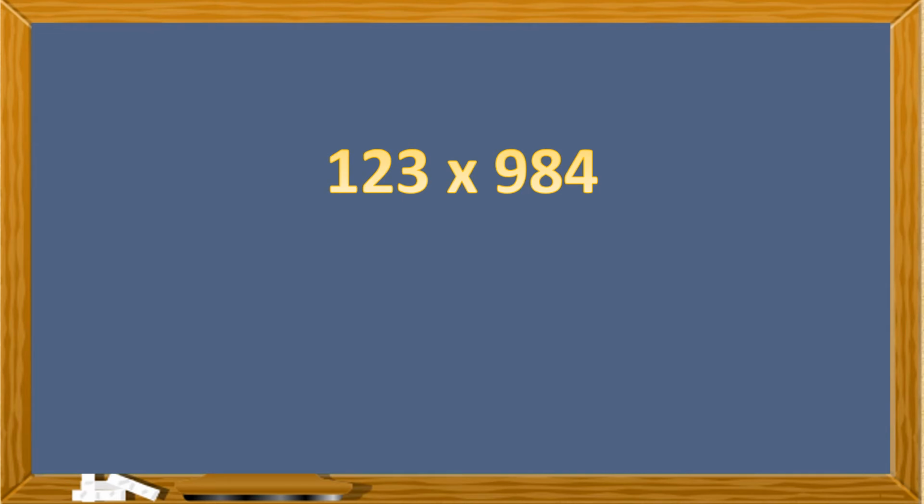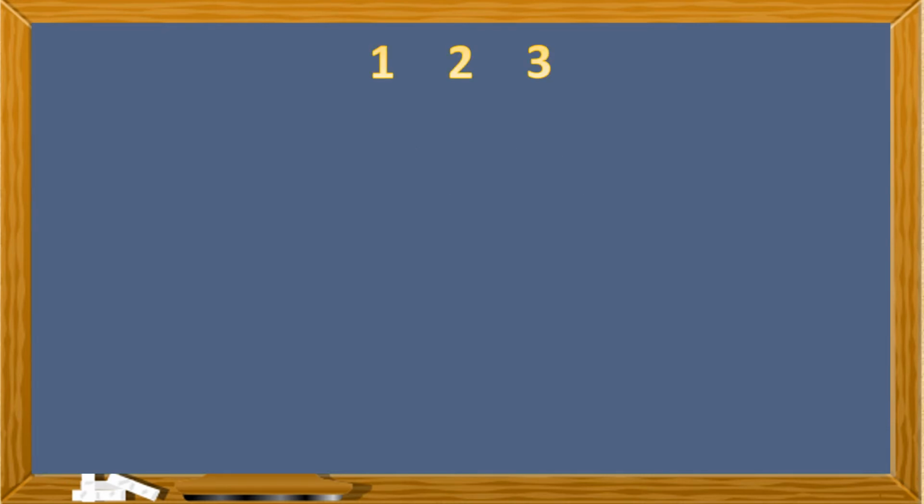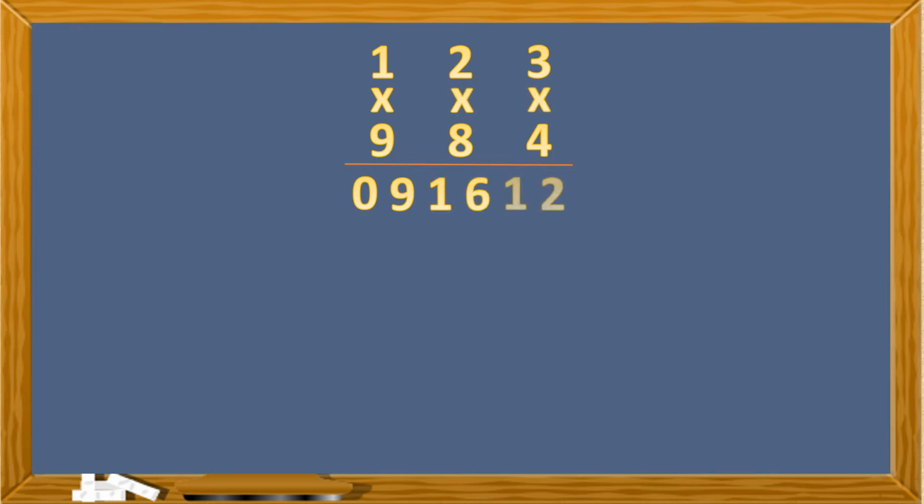Let us take another number. This time it is 123 and 984. We shall write 123 and 984. The first step is to multiply 1 with 9. But remember, everything that we are writing has to be in 2 digits. So if it is 9, we shall write 09. Then the next number is 16. The next number is 12.